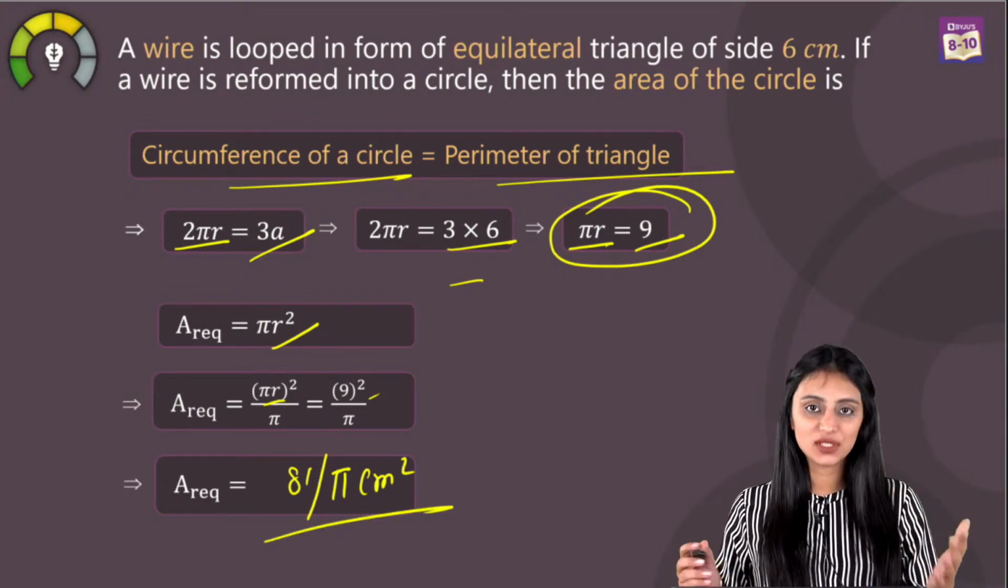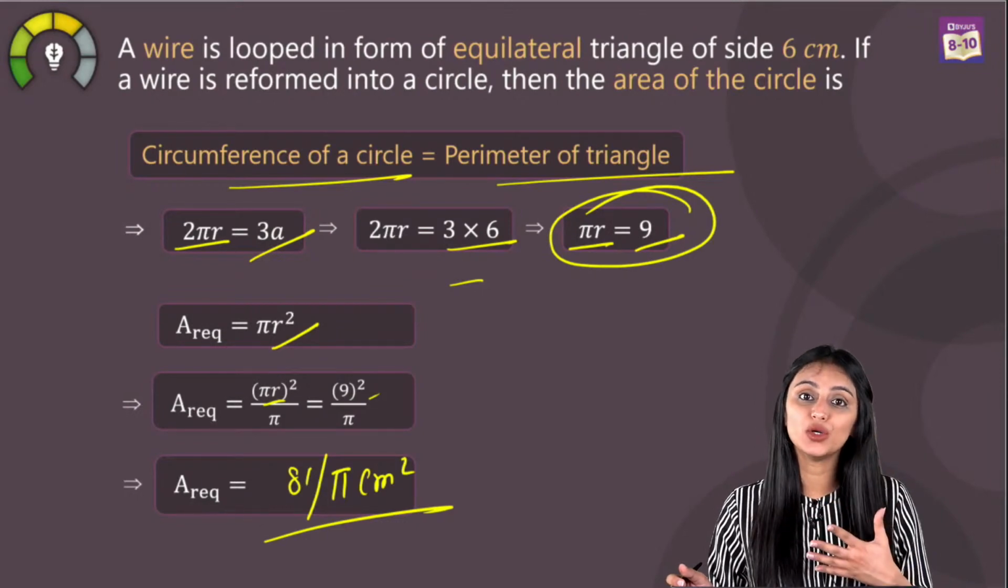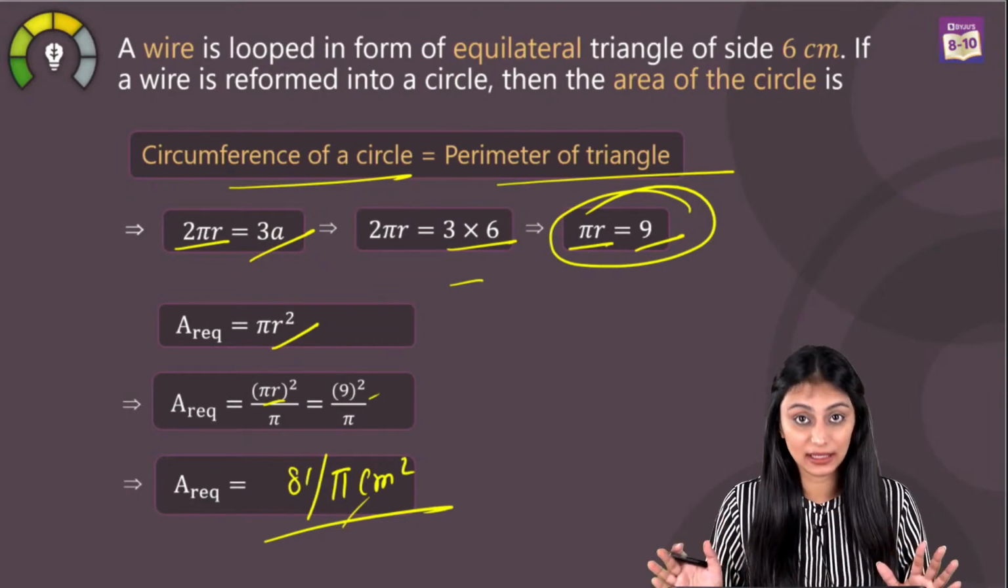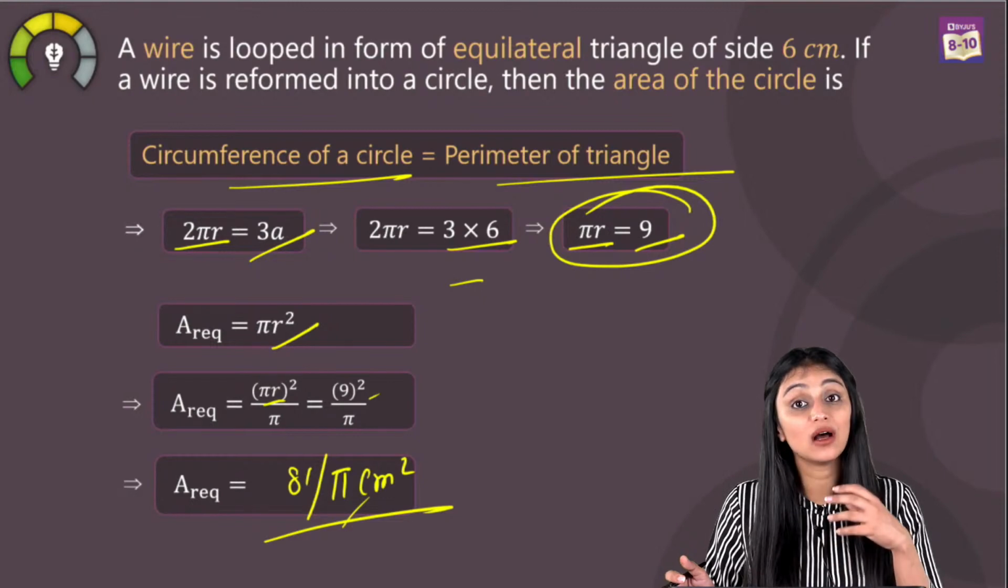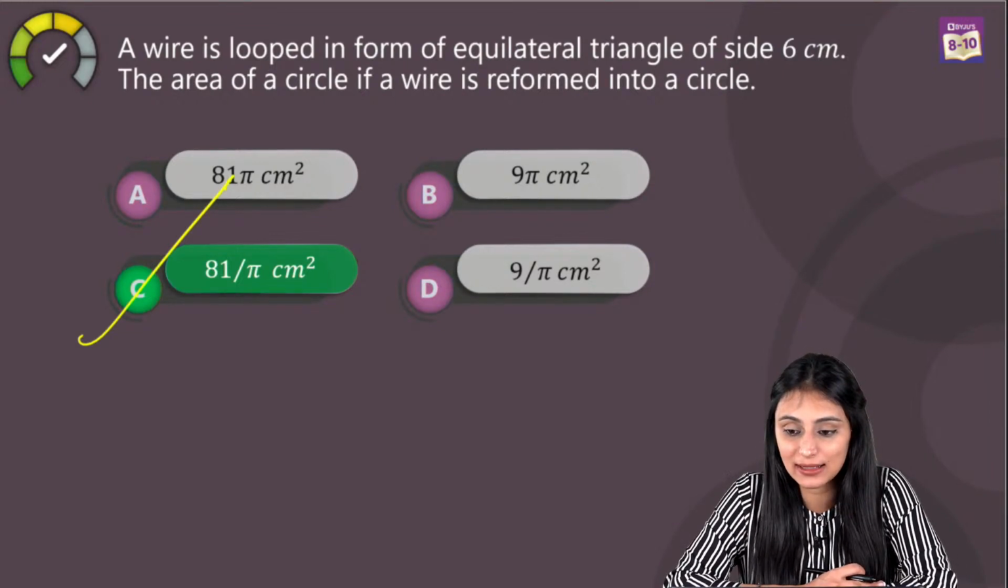See, this is an MCQ paper. So by looking at the options, you would know that you don't have to put the value of pi in it, because the options are given in terms of pi. That means option C, which is 81 by pi centimeter square, is the right answer.